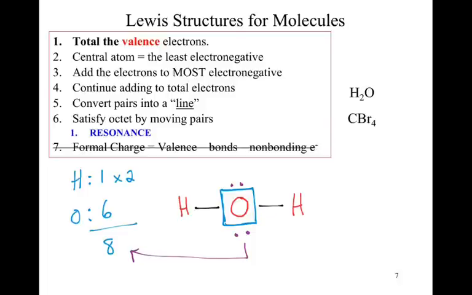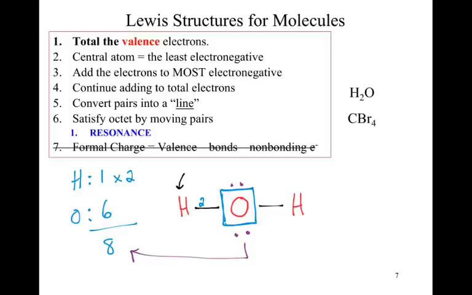There we go. Now we have to check our octets. If we look at our hydrogen, that becomes a bit challenging, because it only has 2 electrons associated with it. That line represents electrons being shared between the hydrogen and the oxygen, so hydrogen has both of those. Well, 2 is not 8.